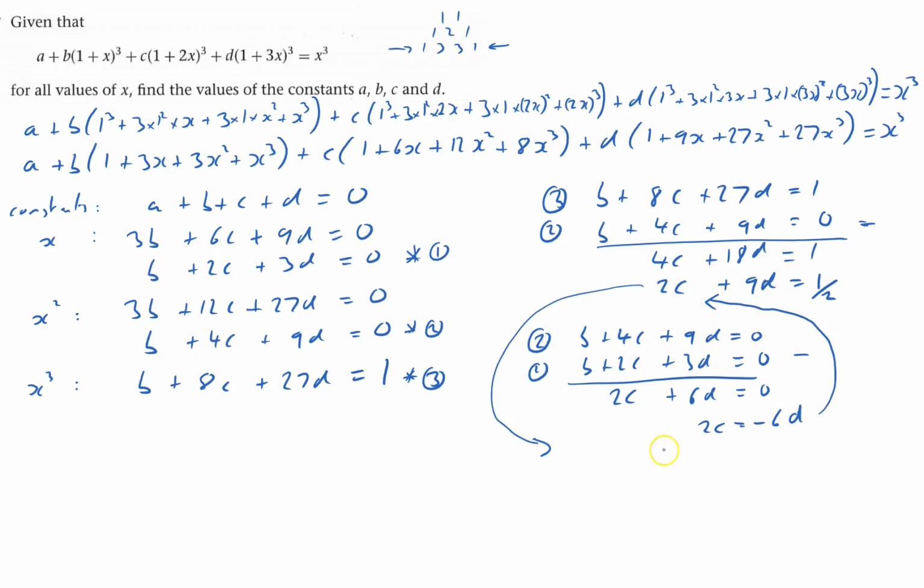Instead of writing 2c, write minus 6d plus 9d equals a half. So 3d equals a half. So d equals 1/6. And sub that into here pretty obviously, and that will tell me that 2c equals minus 1. So c equals minus a half.